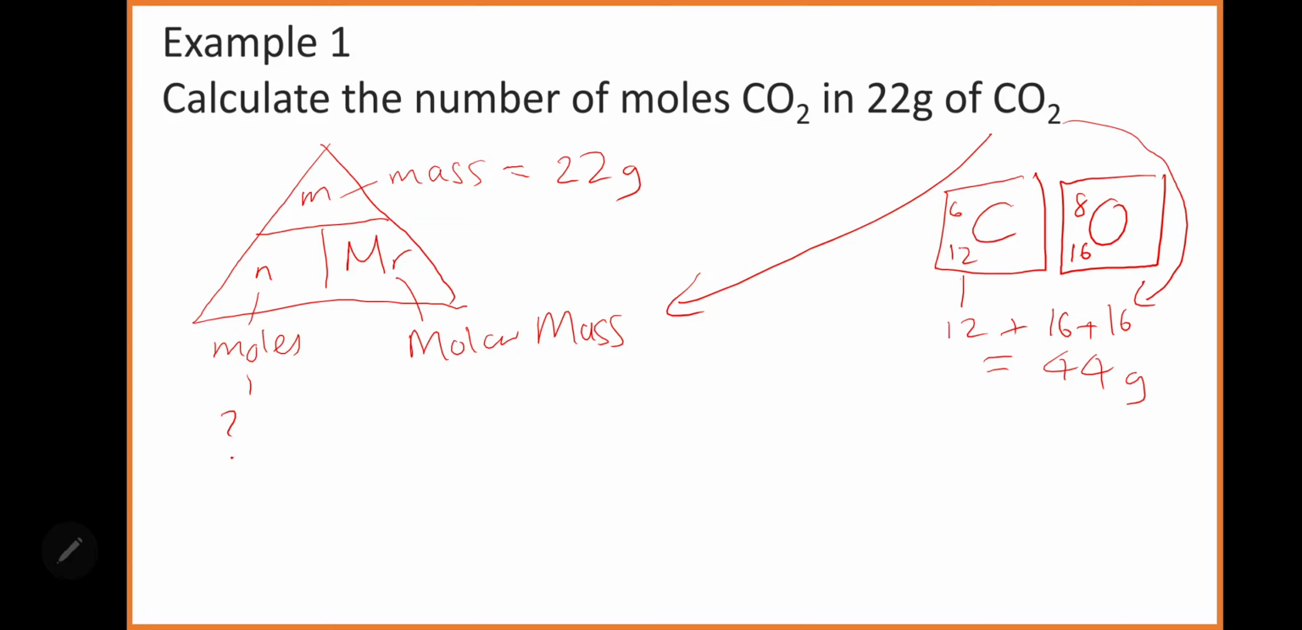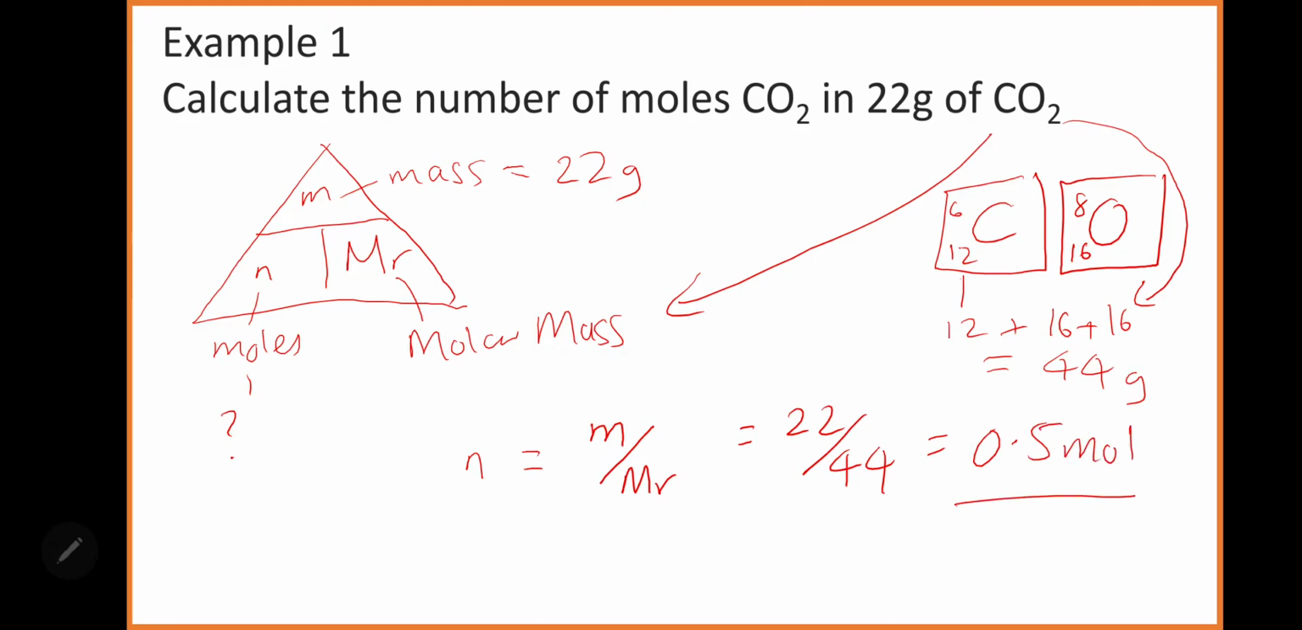So let's put this into the equation. So n, number of moles, equals mass divided by Mr, which equals 22 divided by 44, which equals 0.5 moles. Okay, there's the answer. Now I'll just quickly repeat.